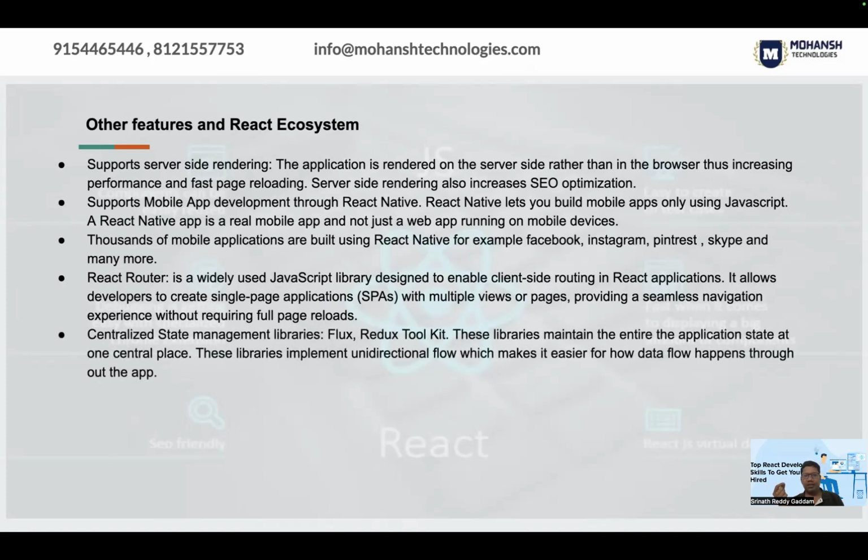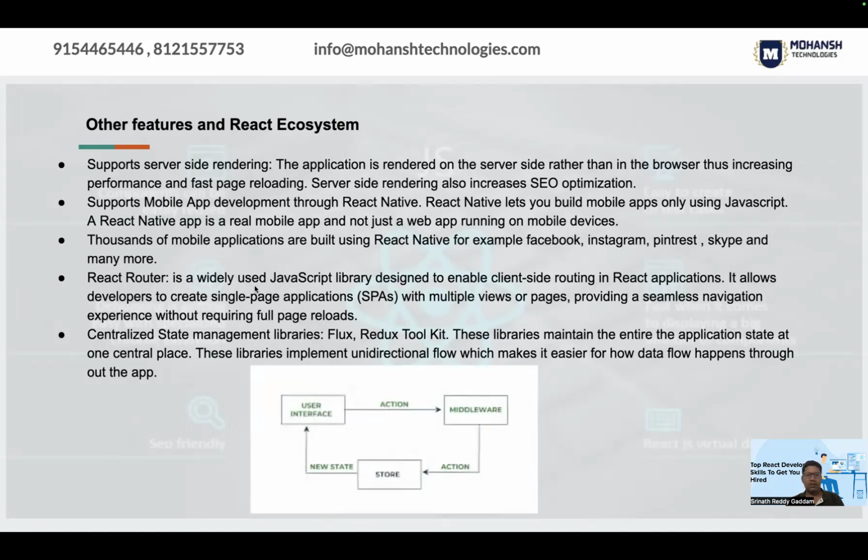Centralized state management libraries: Flux, Redux Toolkit. Now these libraries maintain the entire application state at one central place. These libraries implement unidirectional flow, which makes it easier to understand how data flow happens throughout the app. For example, now this is your user interface. Through an action, a middleware is initiated, and from that middleware, the data is updated in the store, and from that store, the new data updates are again shared back to the user interface. So this is how the unidirectional data flow is maintained using this Redux library.